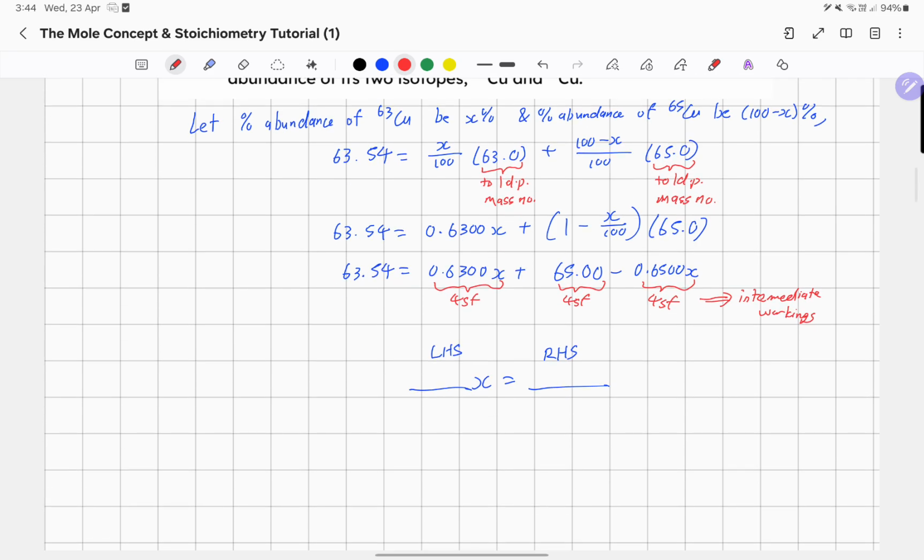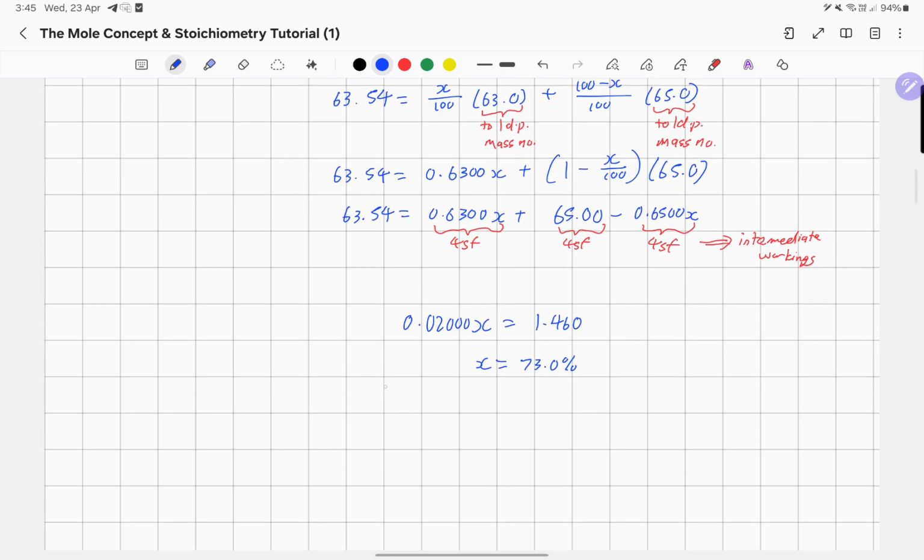That is a habit you should do. And then once you accumulate everything, if I bring all the x's to the left hand side and all the other numbers to the right hand side, you'll eventually get this. So 0.65 minus 0.63 will give you 0.02000x. The other one would be 65 minus 63.54, and that will give you 1.460. And then last but not least, you just need to calculate and you'll receive this.